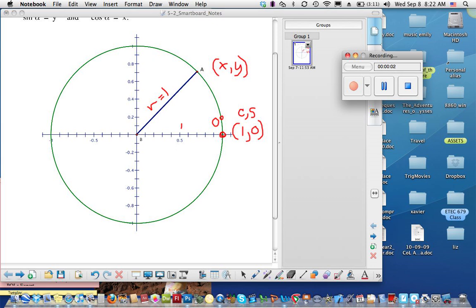Okay, hi, I'm back again. So now we know about 0. Let's look at some other points that we know and see if we can write down and figure out what their cosine and sine values are.